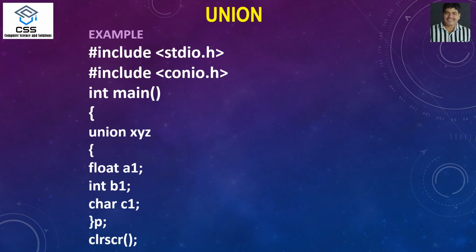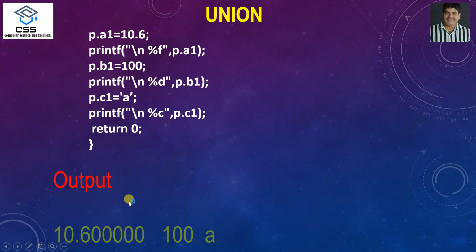In the second example, we see how to store the element and access it just like a structure. We take the union with the elements float, integer and character, and we take the union variable as p, because with the help of this union variable we can interact with its elements, means p.a1, p.b1, p.c1. We store the values, then we access p.b1, then p.c1, and hence the result will be what we stored.